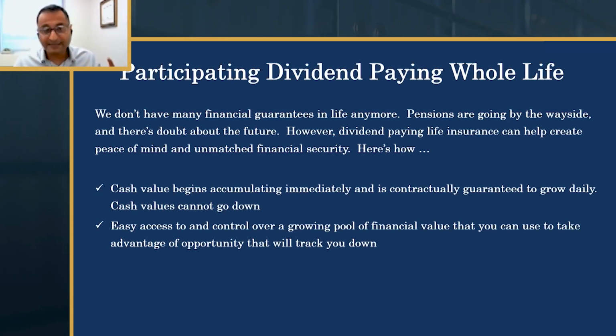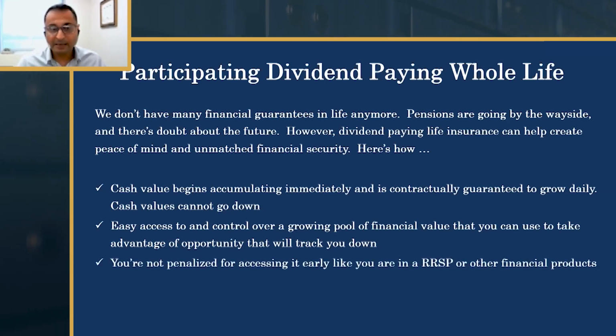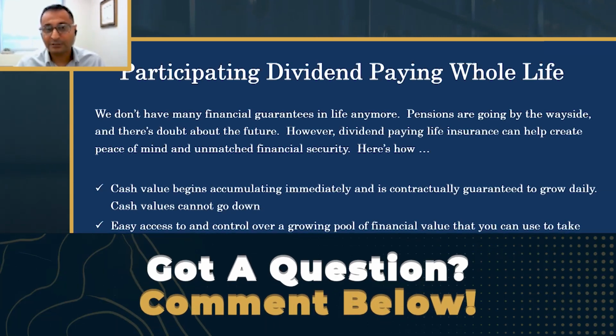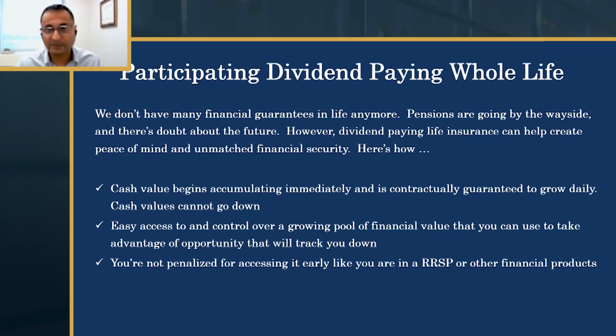And when you borrow against it, you're able to borrow money directly from the insurance company without any qualification. You have on-demand access to capital to capitalize on high caliber opportunities, which are certainly going to come find you when you got access to capital. You're not penalized for accessing it early as you are in RSP or other financial products, because those attributes do not apply to a participating dividend-paying whole life policy.